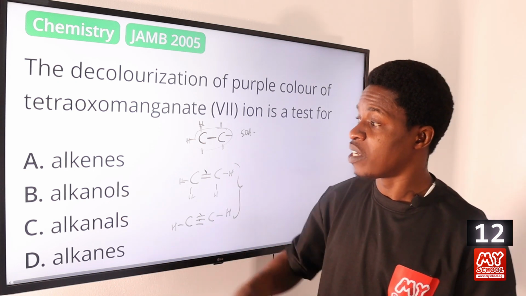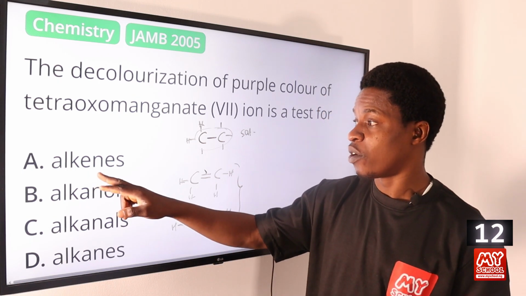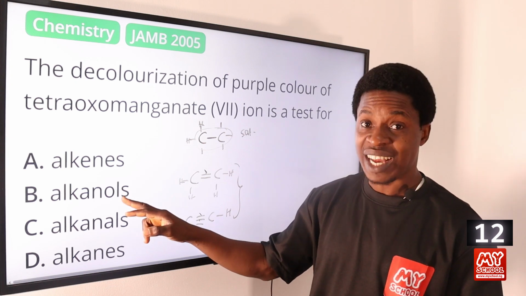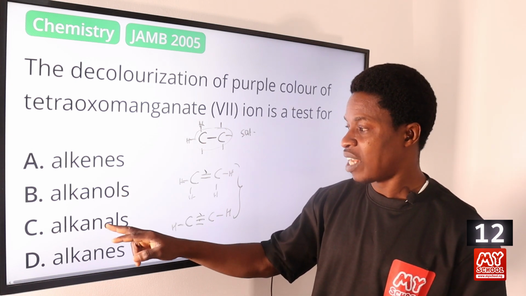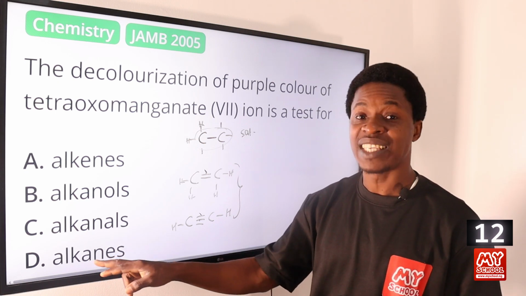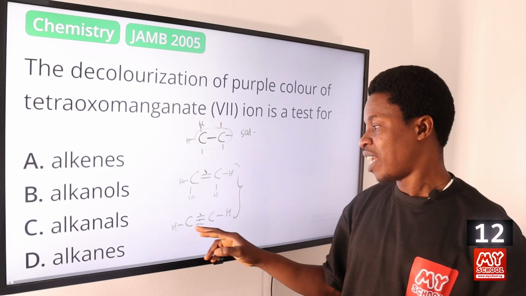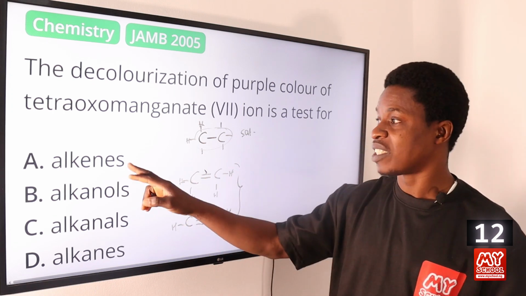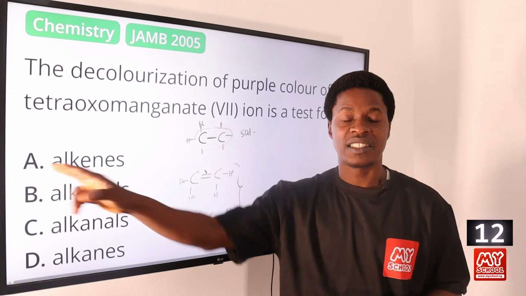If you look at all the options we have here, we have alkenes, of course. Alkenes have a carbon-carbon double bond. That is an unsaturated hydrocarbon. Alkanols are not unsaturated hydrocarbons. Alkanals are not either, that's your aldehyde. And then we have the alkanes. Alkanes are saturated hydrocarbons, so that's why we don't have this. So among these, we have the carbon-carbon double bond, which is the alkene. So the correct answer here is option A.